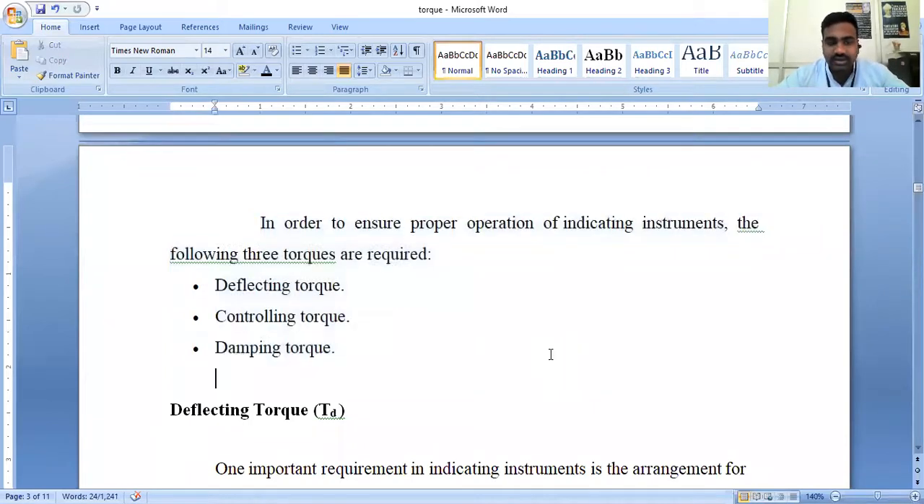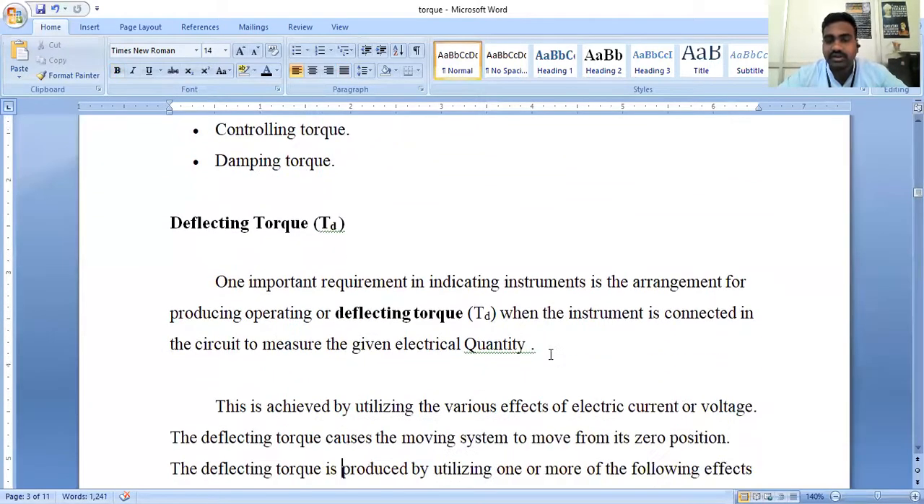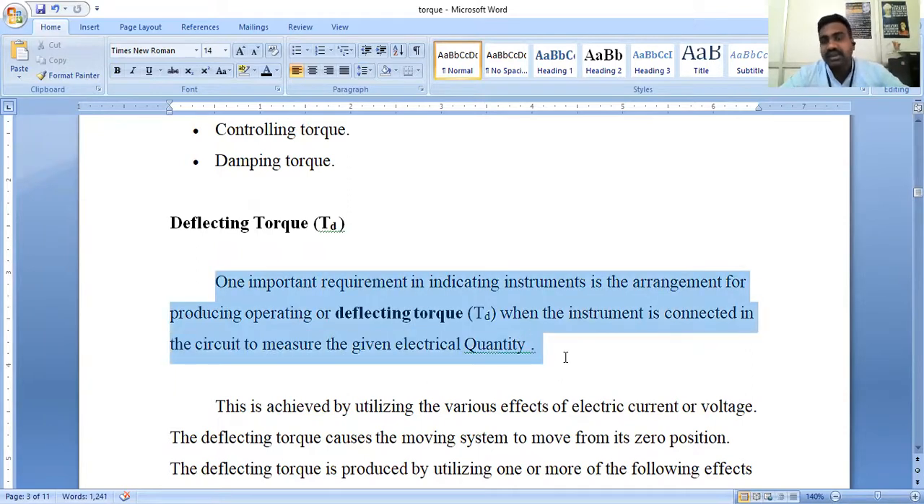Deflecting torque. How can we define the concept of deflecting torque? This is one of the very important aspects of an indicating type instrument. Deflecting torque plays a very crucial role in indicating type instruments. What is the purpose of deflecting torque? When we place a current carrying conductor in the presence of a magnetic field, as in our discussion of the operating principle, the conductor starts rotating, and the aluminum spindle deflects from a particular instant.